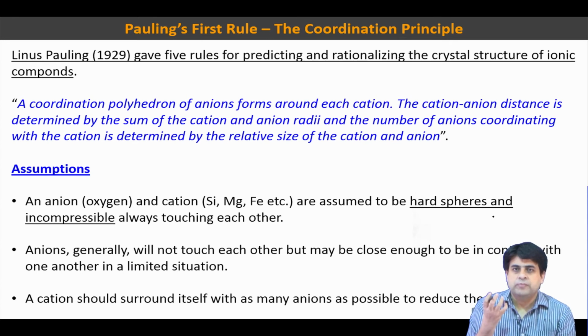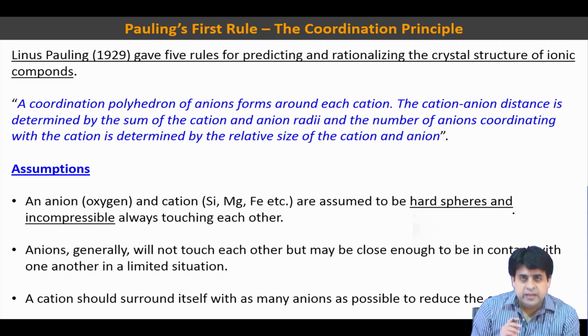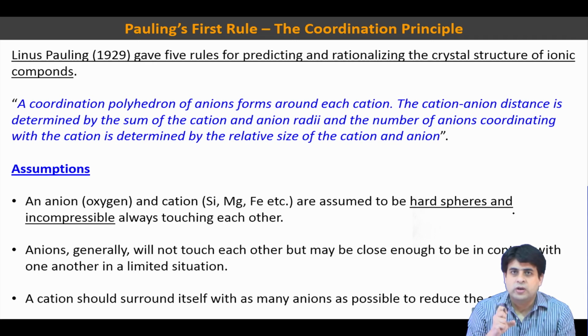So, in nature you do not always have a perfect sphere, but when we try to calculate and understand this coordination principle, we have to assume that these anions and cations are hard spheres and they are incompressible. So, you cannot compress them more. They are completely hard and always touching each other.